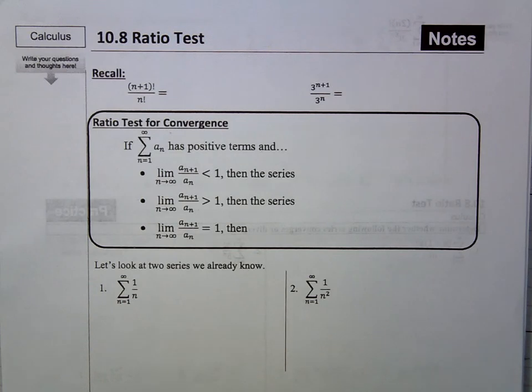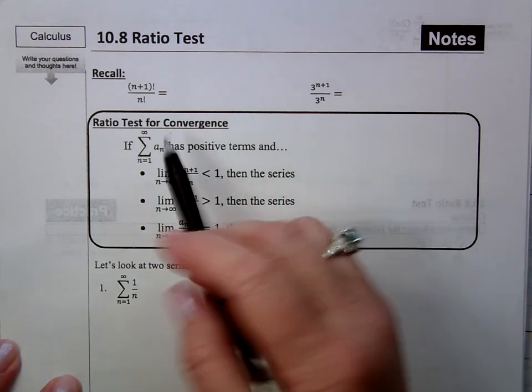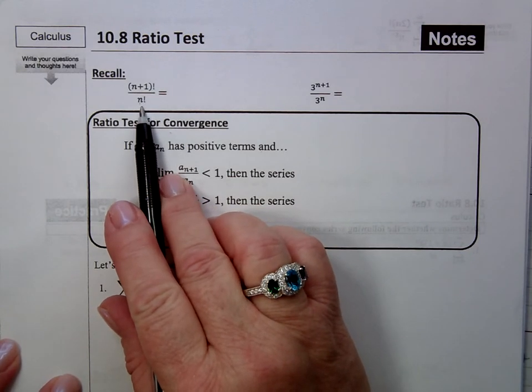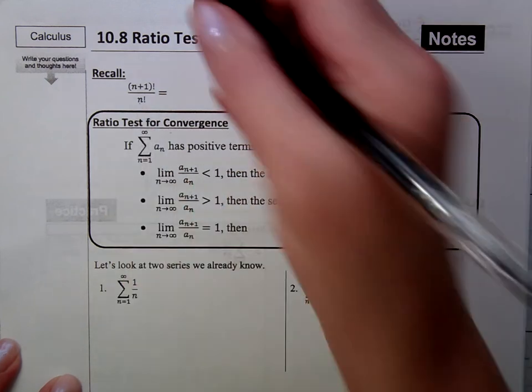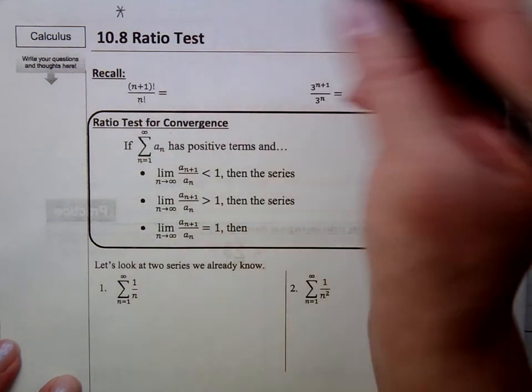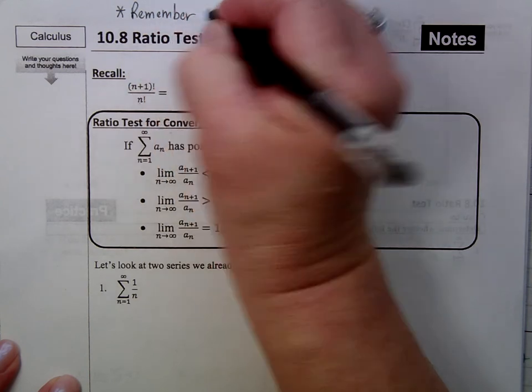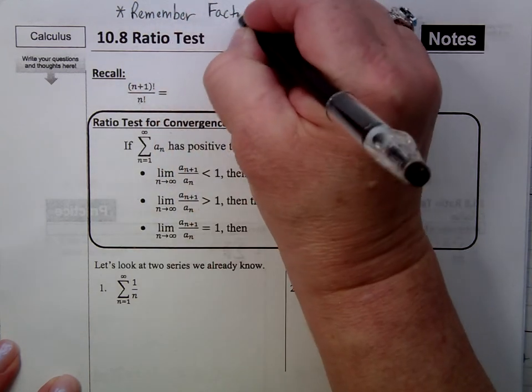All right, BC kids, we're looking at the ratio test today. This is one of my favorites because it's just kind of easy. You know you want to use the ratio test when you see what's called a factorial. See this exclamation point that's there? That's called a factorial. When you're looking at the ratio test, remember factorials. Let me show you what they mean.